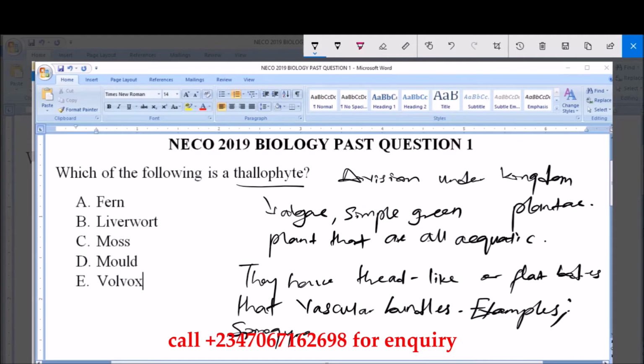Examples of thallophytes include Spirogyra. Spirogyra is an example, and also volvox is an example of thallophytes. They are algae.